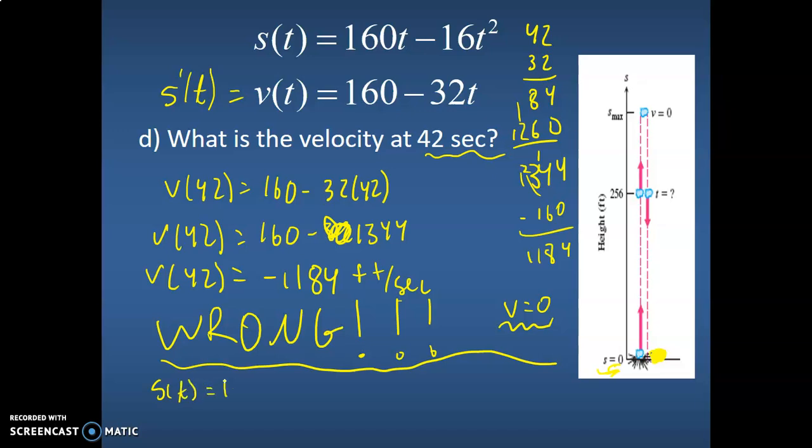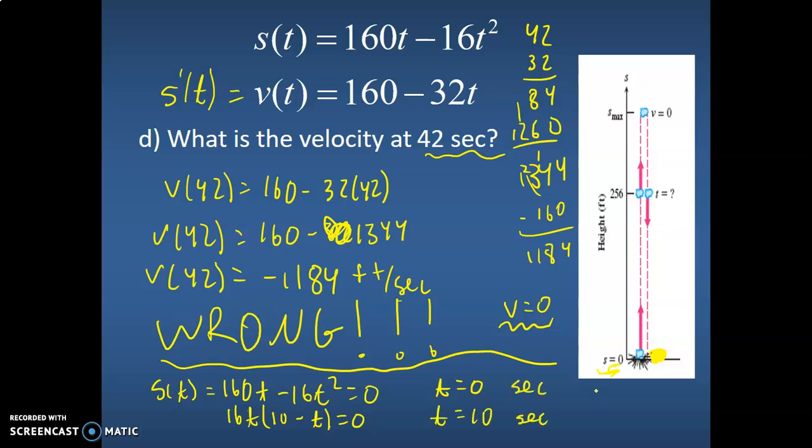So S of t, which is 160t minus 16t squared, is equal to 0. 16t times 10 minus t equals 0. If I solve this equation, my two solutions are t equals 0 and t equals 10 seconds. These are the times when it's on the ground. This problem only makes sense between 0 and 10 seconds. 42 seconds is outside the domain where these equations would make any sense. So what is the velocity at 42 seconds? 0. But make sure we use our brains a little bit. In calculus, you've got to stop and think about the problem before you immediately start plugging things in.